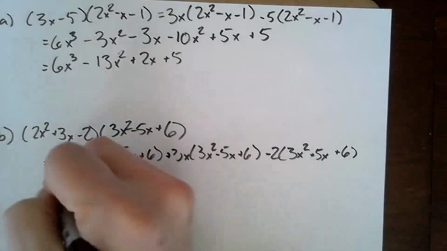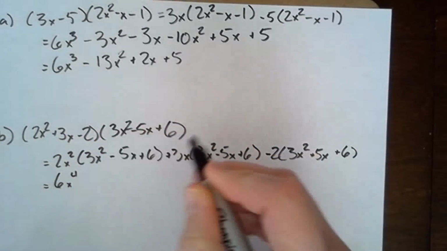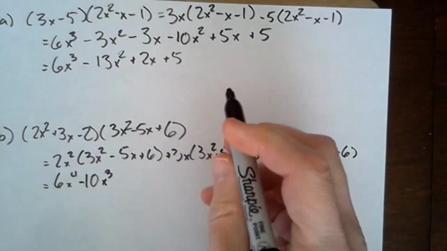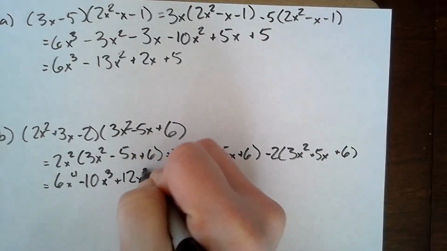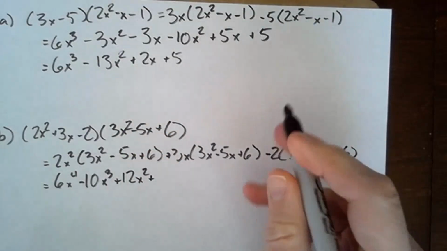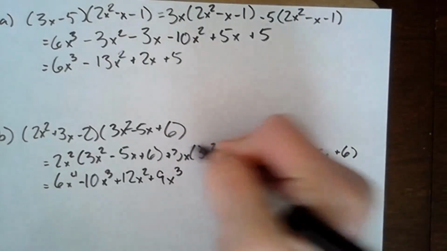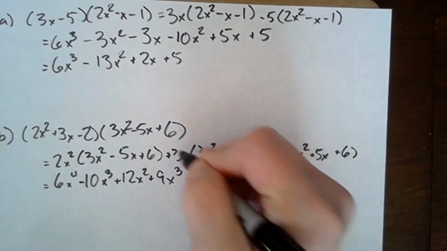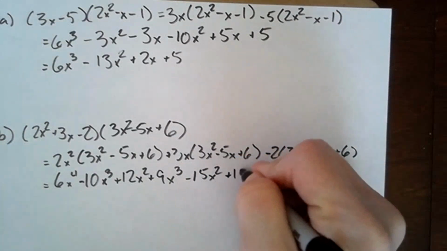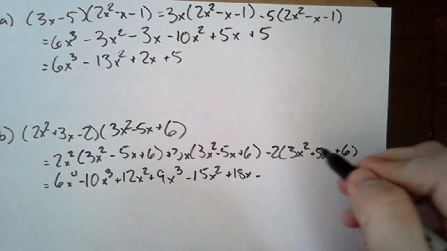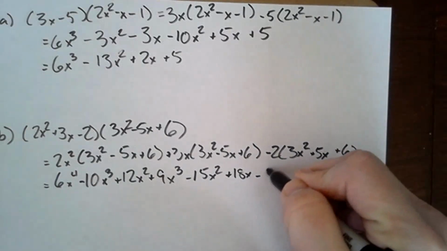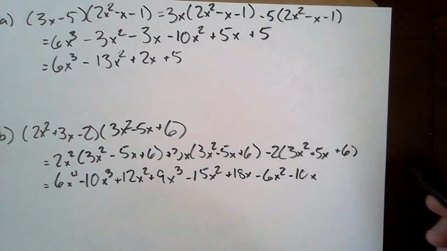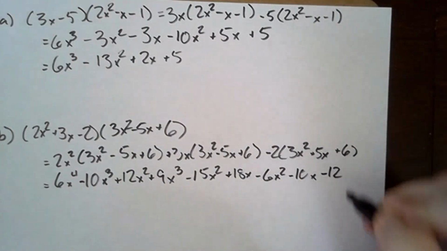So now 2x squared times 3x squared, that's 6x to the 4th. 2x squared times negative 5x is negative 10x cubed. 2x squared times 6 is plus 12x squared. Plus 3x times 3x squared is 9x cubed. 3x times negative 5x is negative 15x squared. 3x times 6 is plus 18x. Minus 2 times 3x squared is minus 6x squared. Negative 2 times negative 5x is positive 10x. Negative 2 times 6 is negative 12.